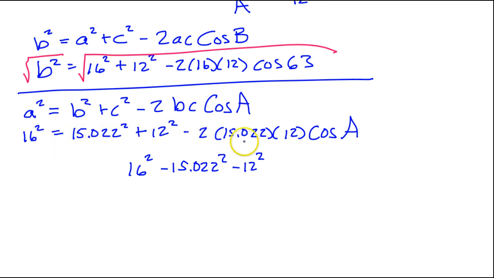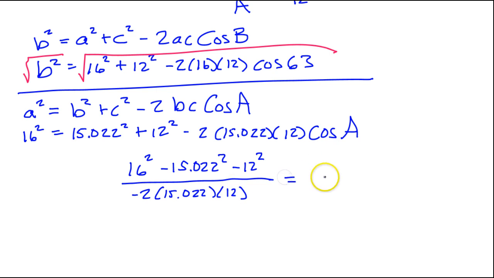Then I would divide by the rest of what's in front of cosine A. So if I divide by that, I'm dividing by this negative 2 times 15.022 times 12. That should leave me with cosine of angle A by itself.